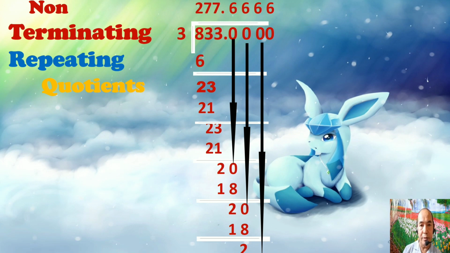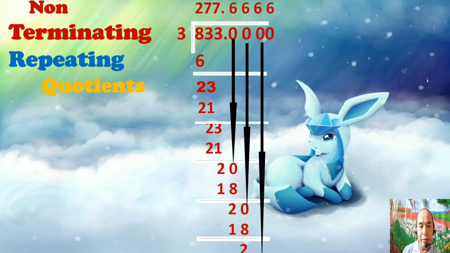So first digit dividend, we have 8. 8 divided by 3, so we will only have 2. 2 times 3, we have 6. So 8 minus 6, we have 2. So we bring down 3. So 23 is the next dividend. So 23 divided by 3, so we will only have 7. 7 times 3, we have 21. So 23 minus 21, we have a remainder of 2. So we will bring down 3.